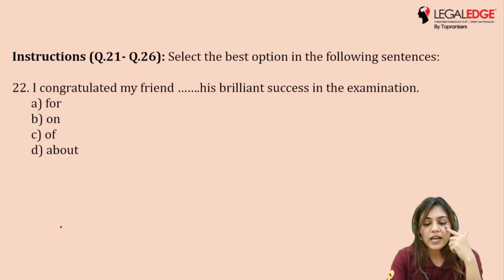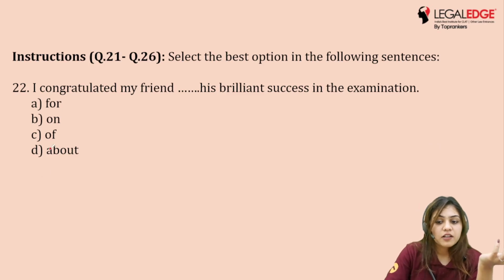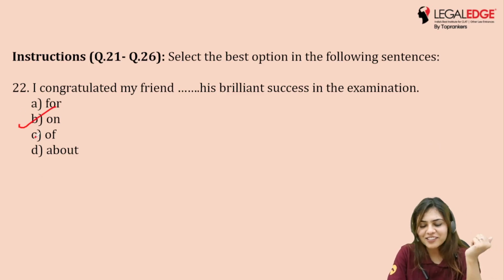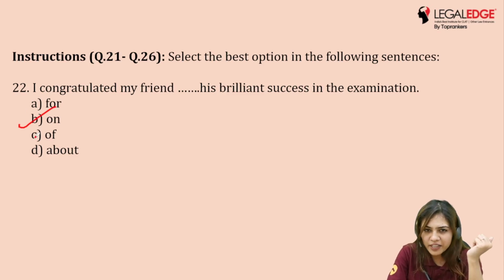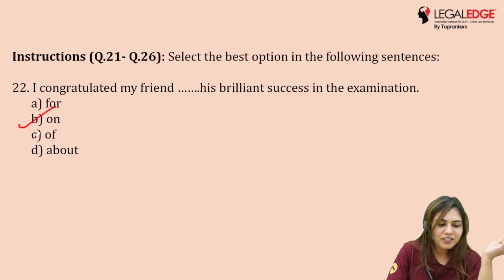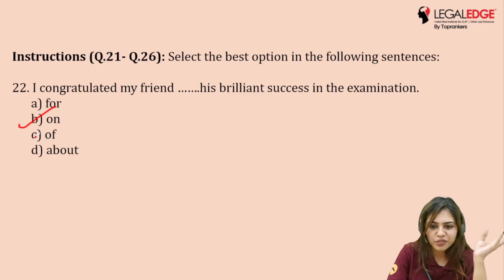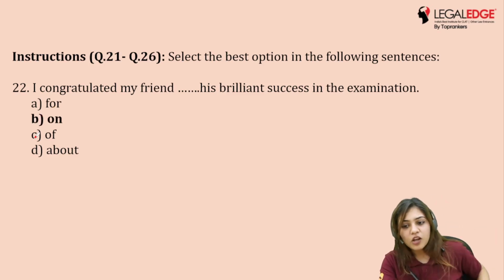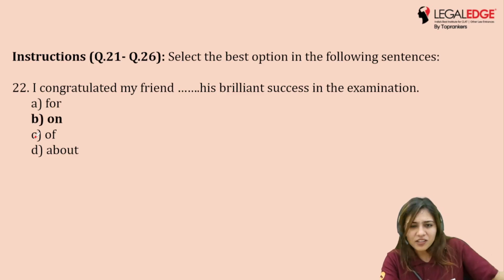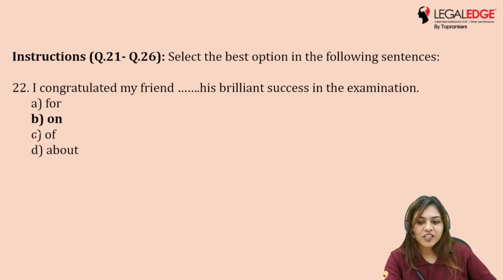The next one is, I congratulated my friend dash his brilliant success in the examination. You will congratulate your friend on his brilliant success, right? For his brilliant success, although might sound correct, but it's not really the correct preposition here. On, you congratulate somebody on something that they have achieved, right?